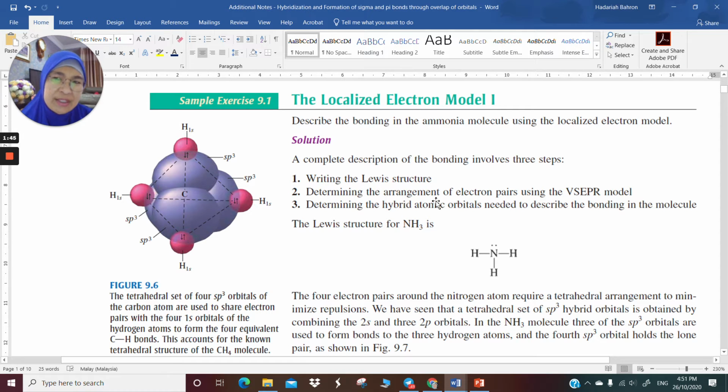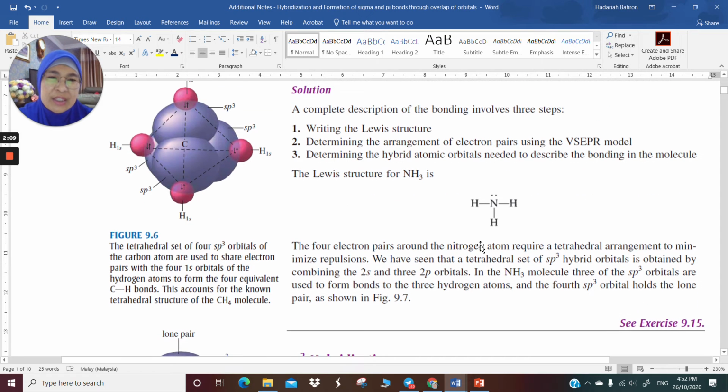First, write the Lewis structure. I hope this is not going to be a problem anymore. Lewis structure should be a very well implemented skill for you now. And determine the arrangement of electron pairs using the VSEPR model. So first Lewis structure and then VSEPR. And the third is to determine the hybrid atomic orbitals needed to describe the bonding in the molecule. So we'll go through the 3 steps.